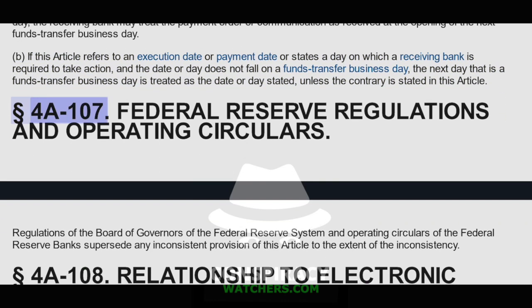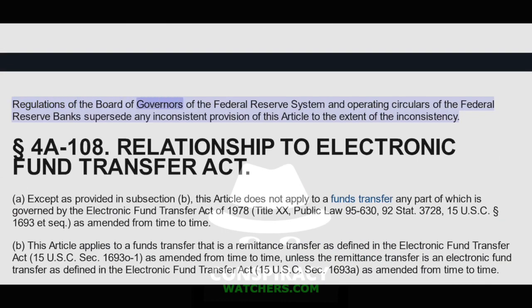Section 4A-107. Federal Reserve Regulations and Operating Circulars. Regulations of the Board of Governors of the Federal Reserve System and operating circulars of the Federal Reserve Bank supersede any inconsistent provision of this article to the extent of the inconsistency.